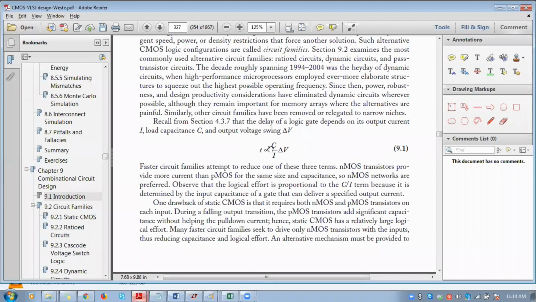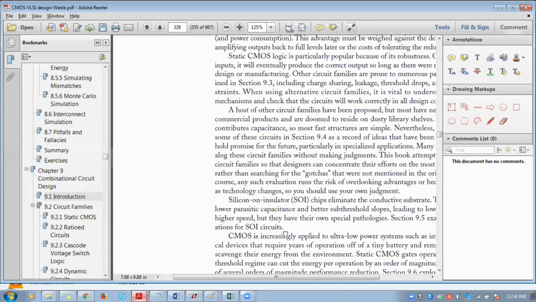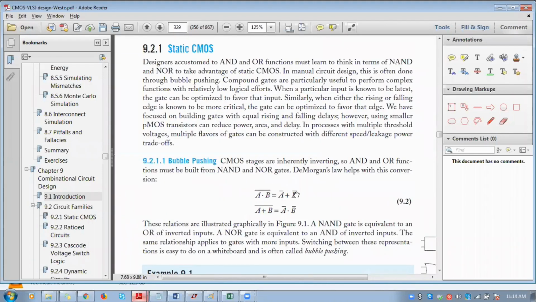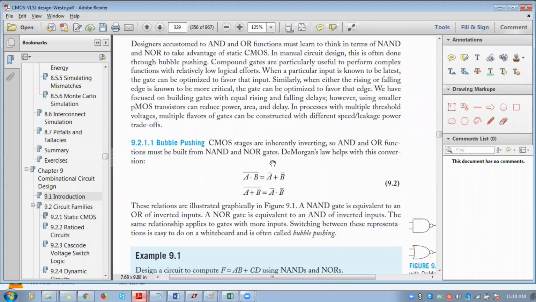And also the voltage swing. If we could reduce the voltage swing, we can reduce the time delay. So we can get into the static logic family directly. So these are all some basics.